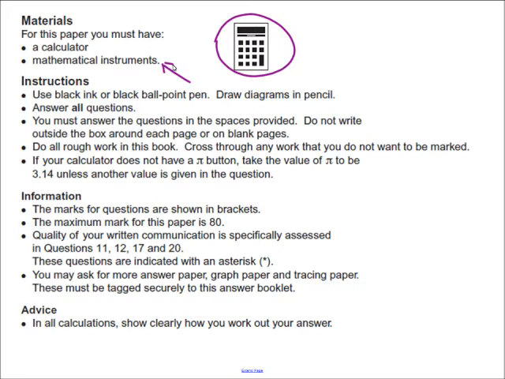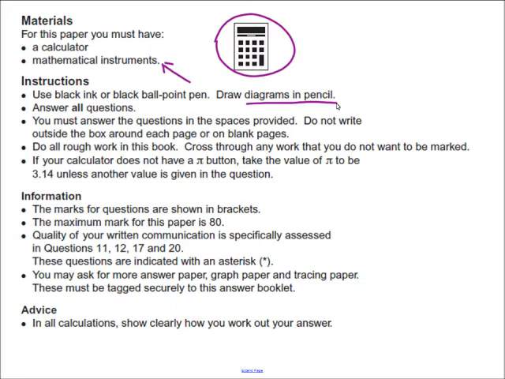The rest of the instructions are the same, where you're required to use black ink and draw diagrams in pencil, because if you do it in pen and get them wrong, the paper becomes very messy very quickly. Answer all the questions, use the space provided, and do all your rough working out in the exam book that you're given.